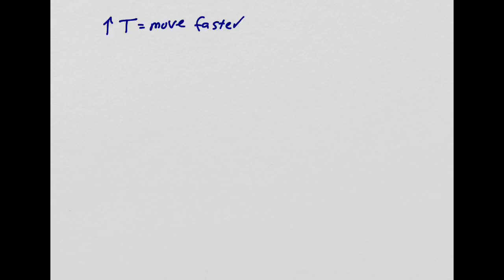Now if you're moving around faster, what that means is you are going to collide more. You're going to have more collisions, right? Now, if you have more collisions, what does that mean? The pressure is also going to be higher, because more collisions mean you're exerting more pressure. Okay, so that's why at high temperature you have more pressure.